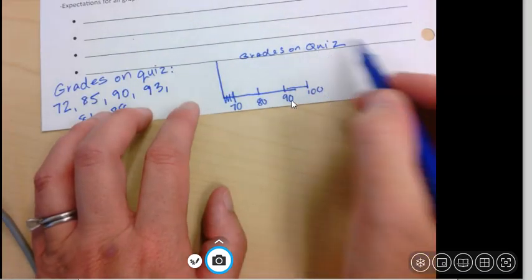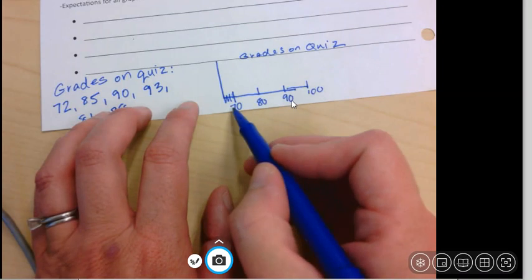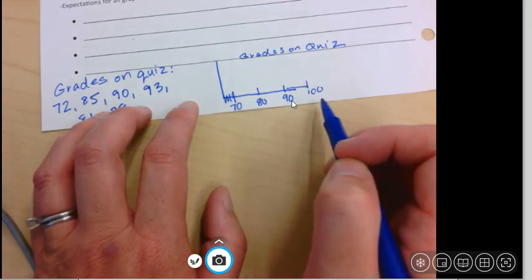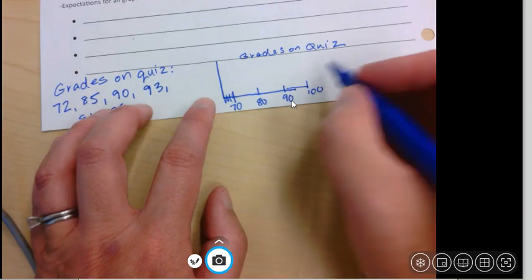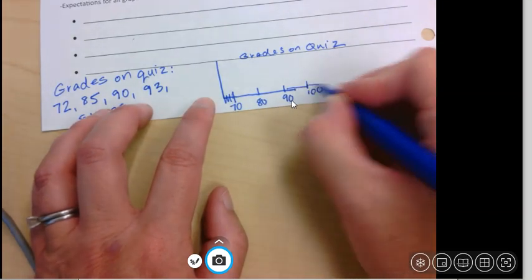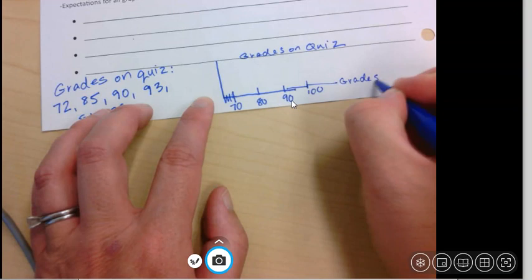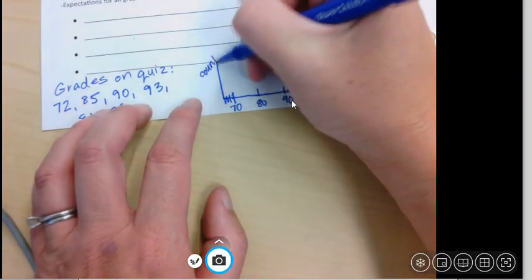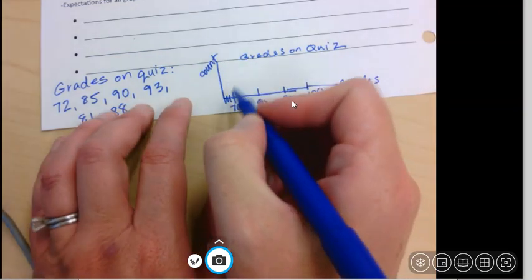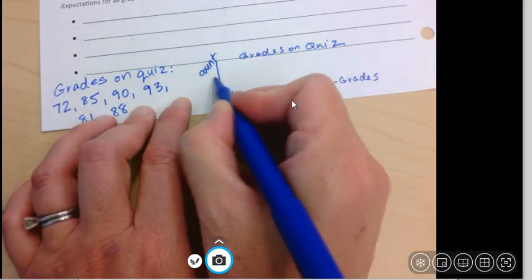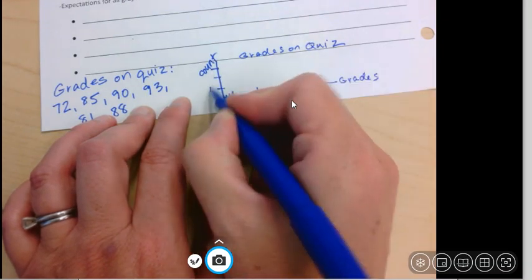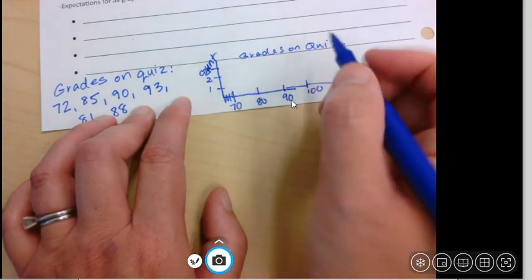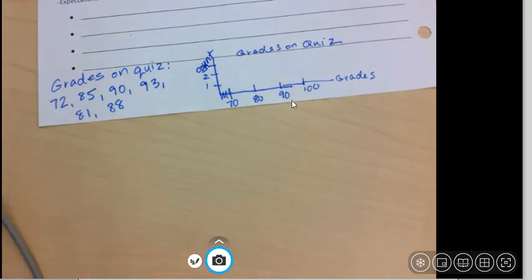I put a title, grades on quiz, and at the bottom, what are these representing? Those are the actual scores or the grades, so you can just write grades for the x-axis. And then on the y-axis, this is called our count. And we're going to need a few here. 1, 2, I think 3 is all we need. So 1, 2, 3. I think I can give you some graph paper for your histogram for the gummy bears. Not the gummy bears, these frogs.